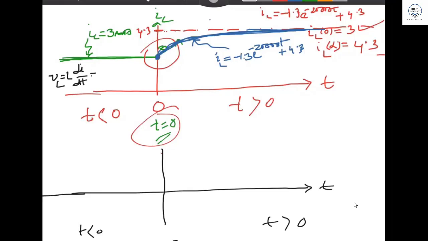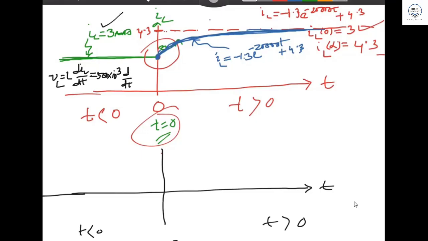So if your L is, whatever, 500 millihenry, you can put it, it does not matter. 500 millihenry is 500 into 10 to the power minus 3. VL equals L times d/dt of IL. What is IL here? IL equal to what? What is this?